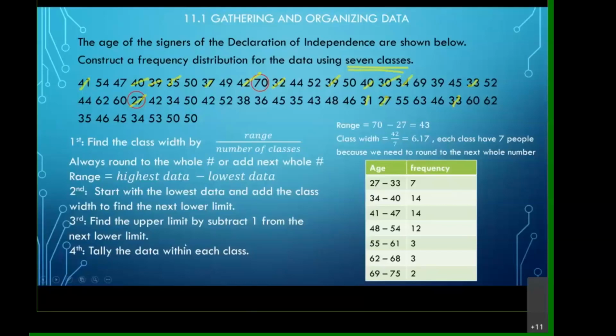Okay? So the question with this is how to come up with your class width. That's the hardest one, the class width. And once you have the lower and upper limit, all you need to do after that is tally up your data. Okay?